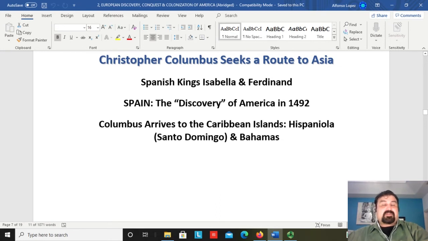In other words, he didn't have the resources. He did not have the ships or a crew or supplies to make this expedition. So his expedition was primarily scientifically motivated.